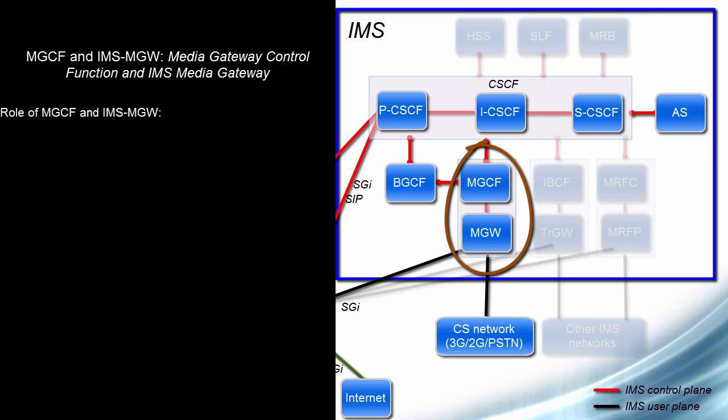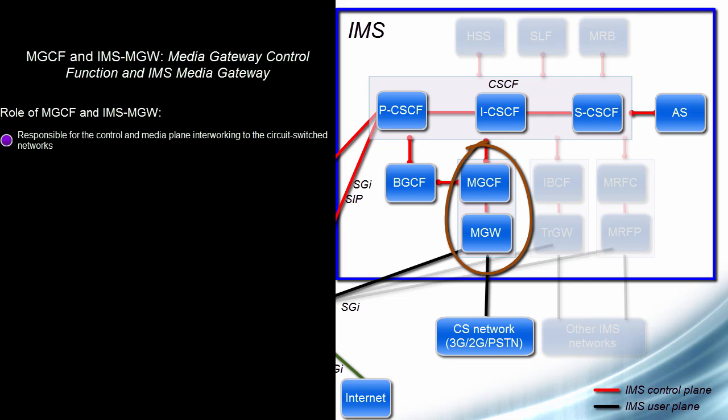Media Gateway Control Function and Media Gateway are responsible for the control and media plane interworking to the circuit switch networks. 3G, 2G, and PSTN are examples of circuit switch networks. Voice bearers from IMS need to be connected with the voice bearers of the circuit switch network. Nodes such as Media Gateway are provided to support such bearer interworking.